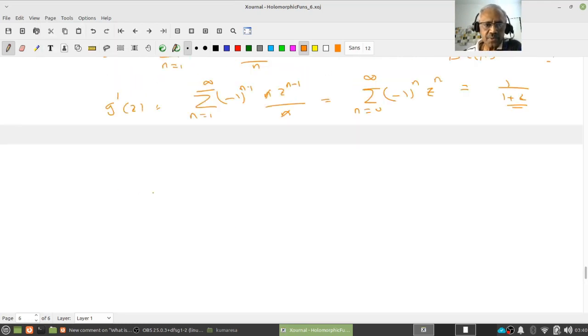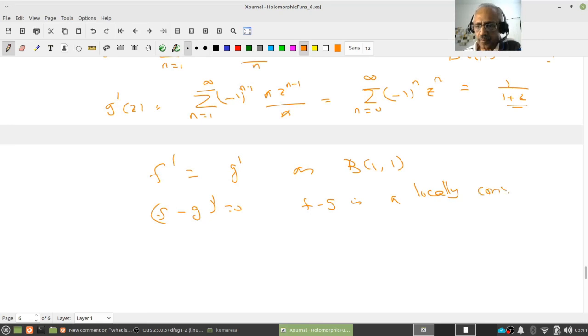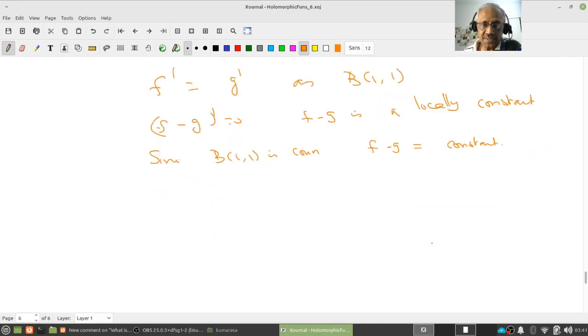So what do you think I have proved? I have proved f dash equal to g dash on B(1, 1), right? Therefore f minus g dash is 0, or f minus g is a locally constant function. But since the disk is connected, f minus g is a constant. But what is it that we want to prove? f equal to g. Therefore I want to say the constant is 0. So how will I do that? Evaluate it at some point, right?